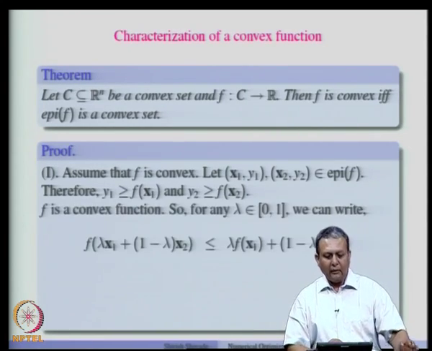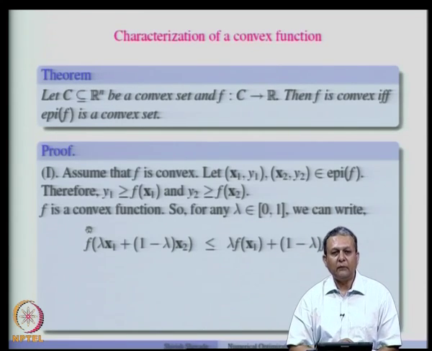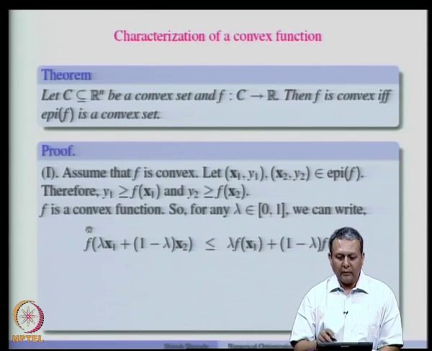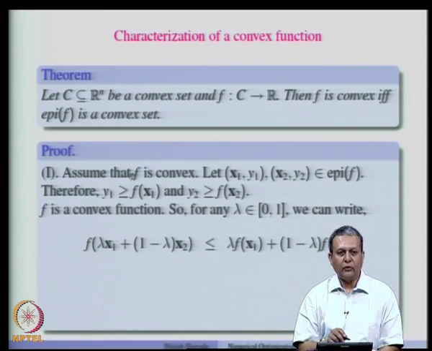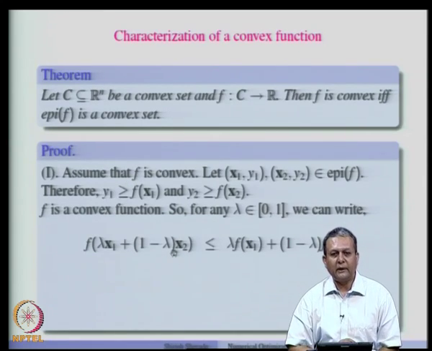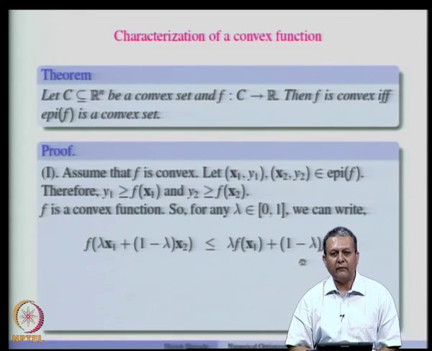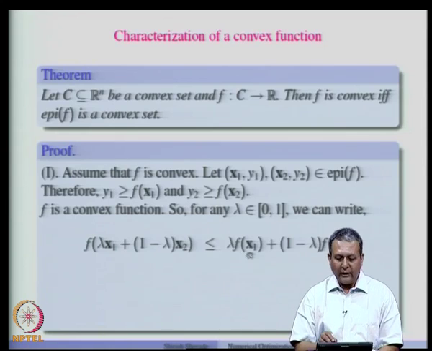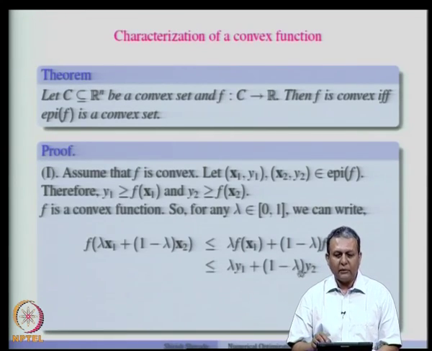Now, we use the convexity of the function. So, if we take any lambda in the closed interval 0 to 1, because f is convex, that is what we have assumed, f of lambda x1 plus 1 minus lambda x2 is less than or equal to lambda f x1 plus 1 minus lambda f x2. Now, we know that f of x1 is less than or equal to y1, f of x2 is less than or equal to y2. So, the right side is less than or equal to lambda y1 plus 1 minus lambda y2.